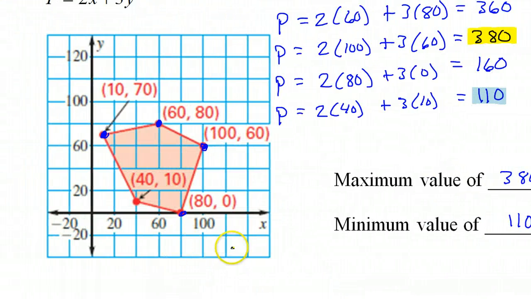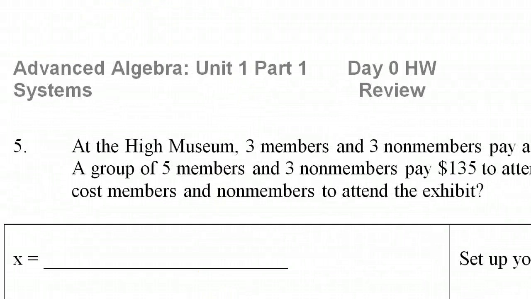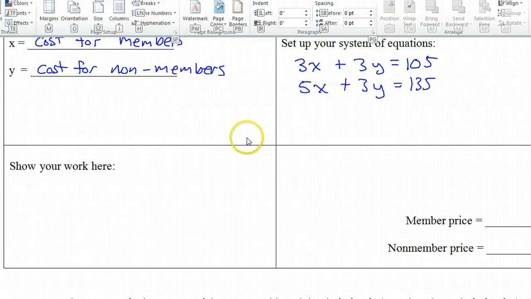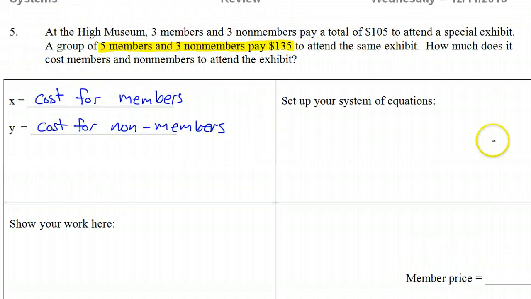Just remember, word problems. As far as defining your variables for number 5, if you look at the end of the sentence, how much does it cost members and non-members to attend the exhibit? That really lets you know what the variables need to be. We can let X be the cost for members, and we can let Y be the cost for non-members.